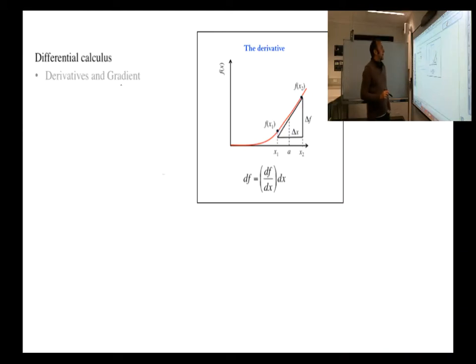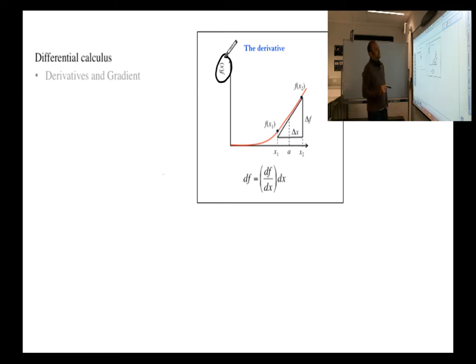So first of all, we're just going to recap what the derivative is. The derivative tells us how rapidly something changes with respect to a parameter. Here, for example, we've got some function that depends on x, and we want to see how this function f of x changes as you go from x1 to x2.